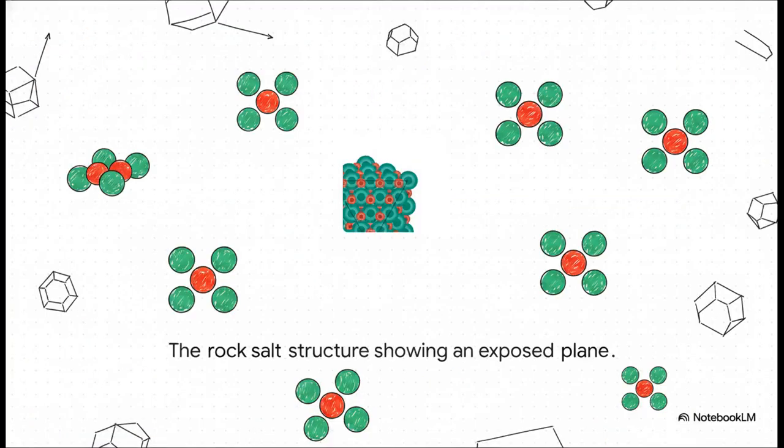Let's look at a classic example here, the rock salt, or sodium chloride structure. This is an AX-type crystal, which just means there's a perfectly equal number of cations and anions. Notice how the green chlorine anions form this beautifully close-packed lattice, while the red sodium cations nestle perfectly into those 6-coordinate octahedral pockets. It creates this flawless, infinitely repeating geometric grid.